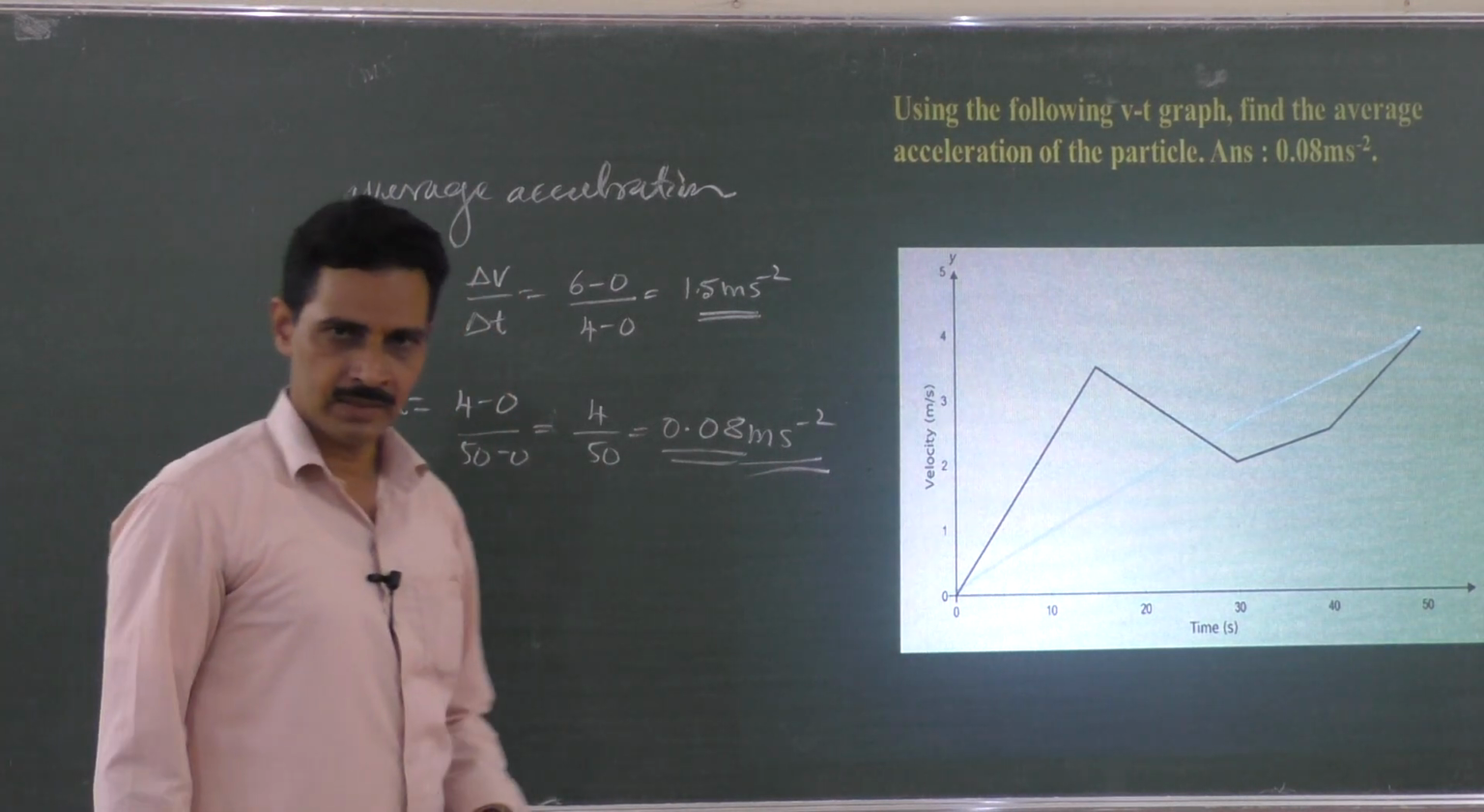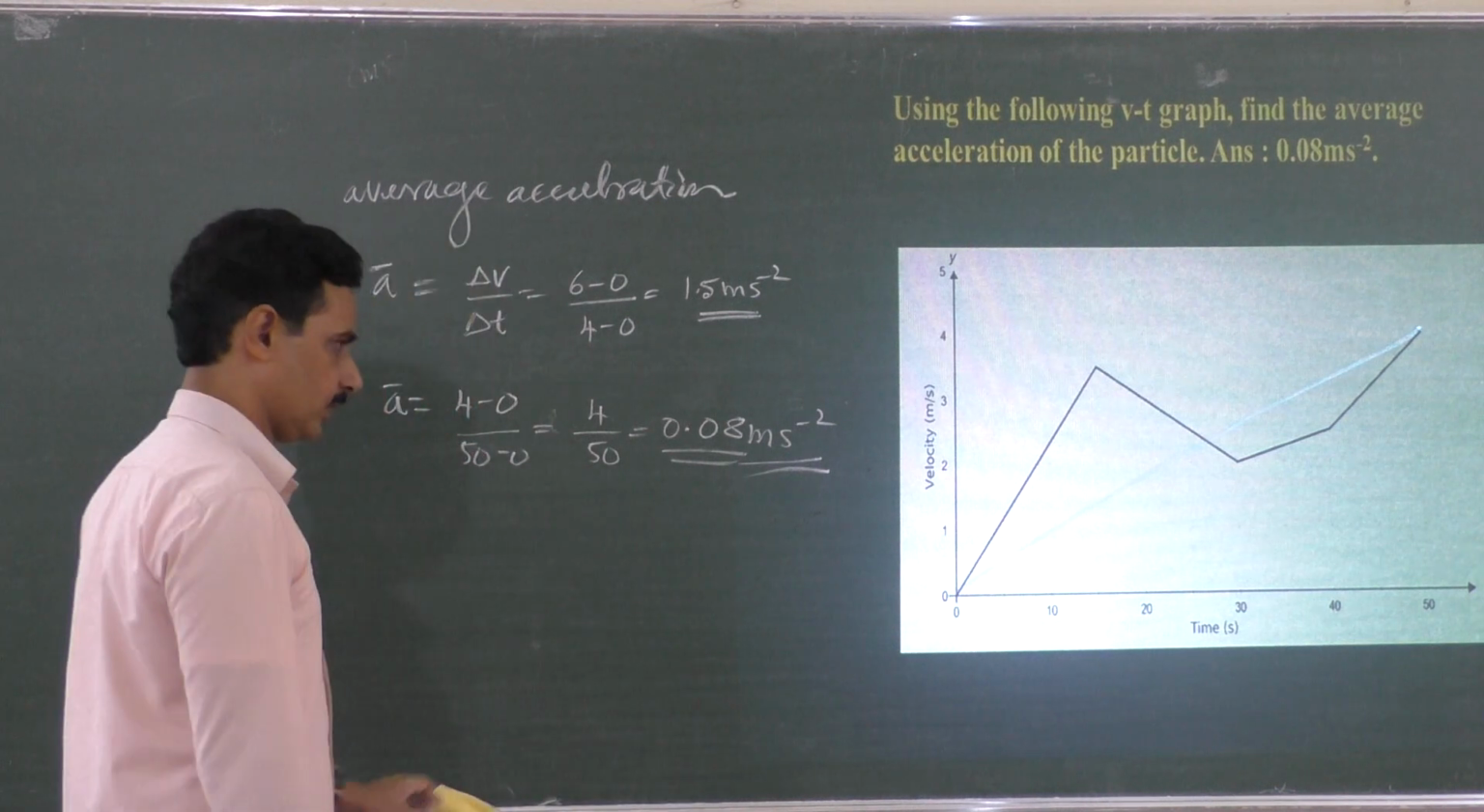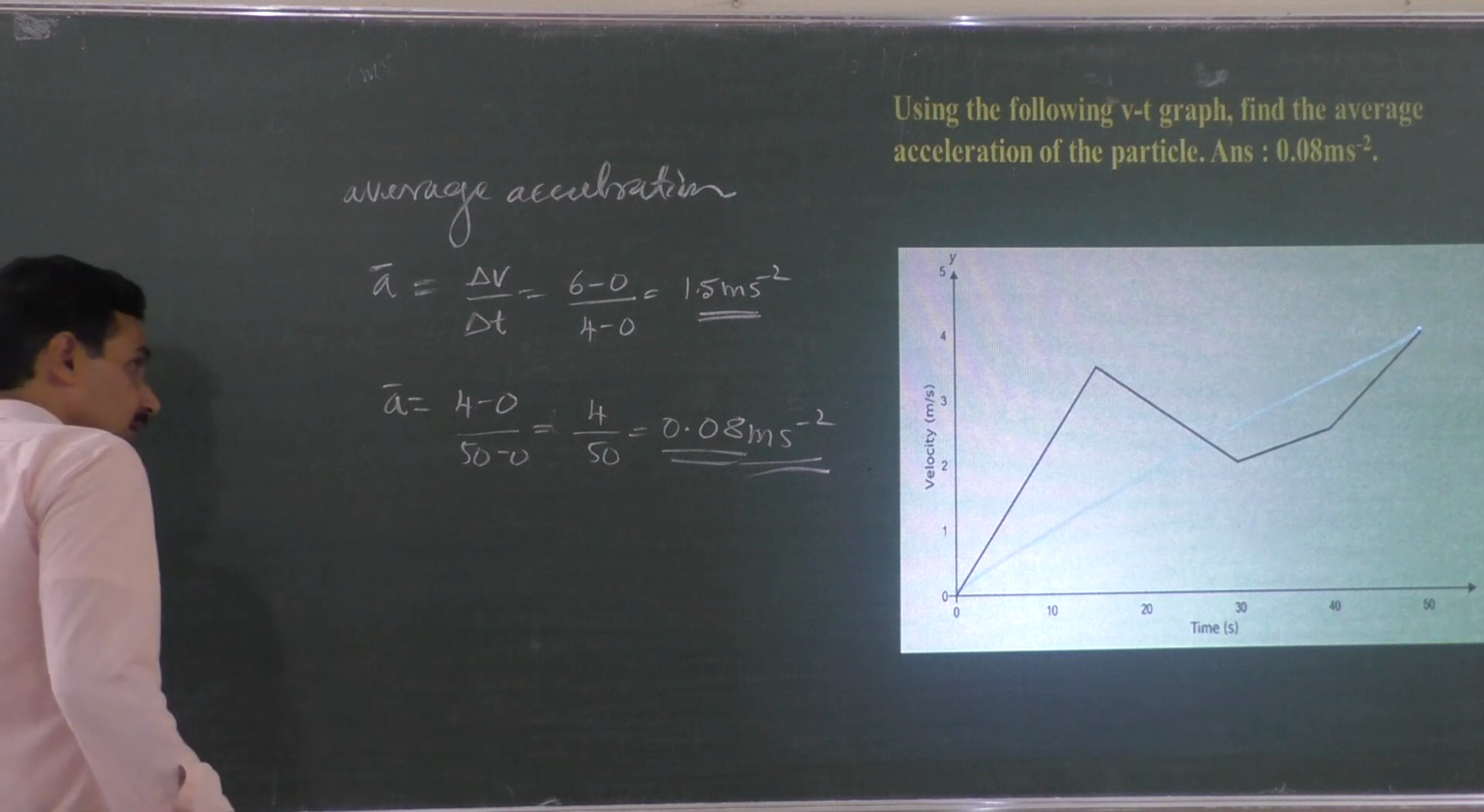Hope you have followed, right? So in between, what we need is initial, final minus initial divided by time taken, that gives the average value. Okay, shall we move on?